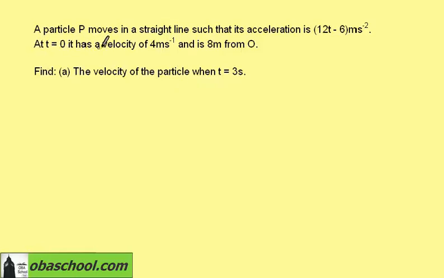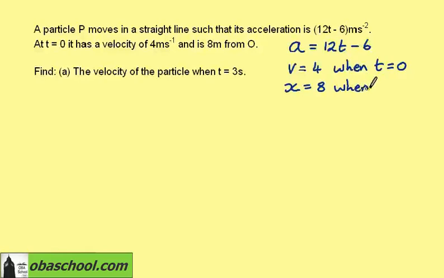A particle P moves in a straight line such that its acceleration is 12t minus 6 meters per second squared. At t equals 0, it has a velocity of 4 meters per second, and it is 8 meters from O. So we have a is 12t minus 6, and we have the information that v is equal to 4 when t equals 0, and that x is equal to 8 when t equals 0.